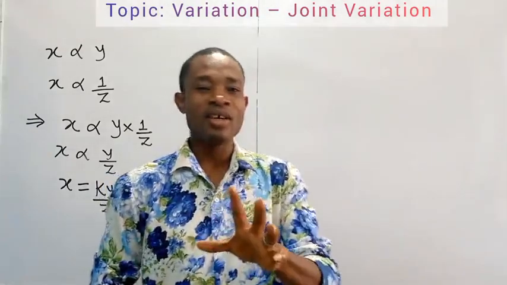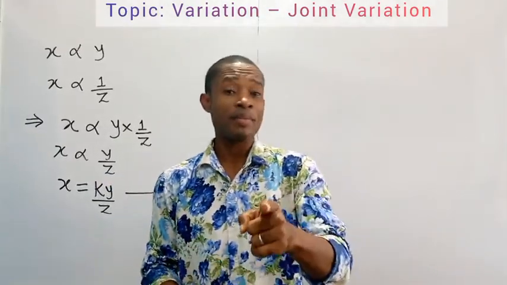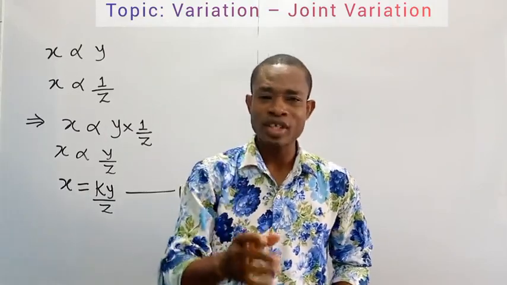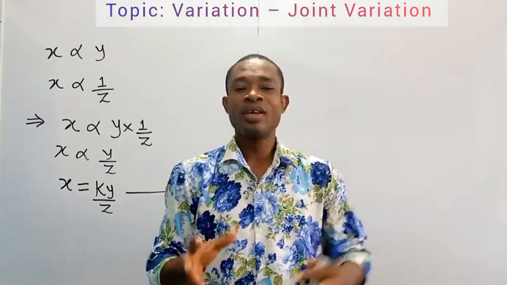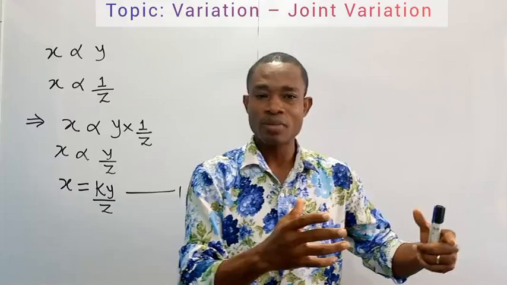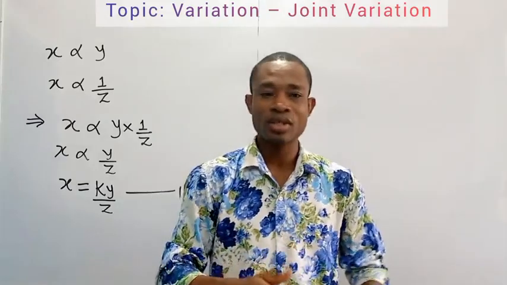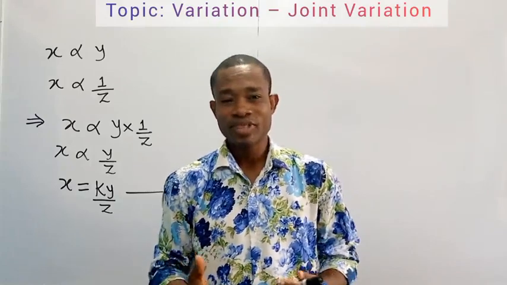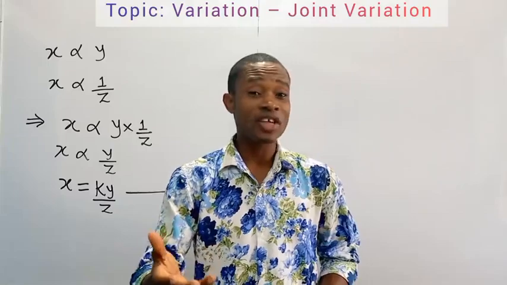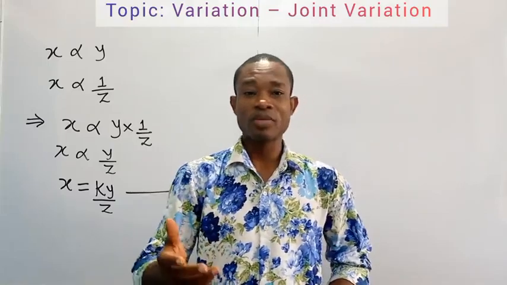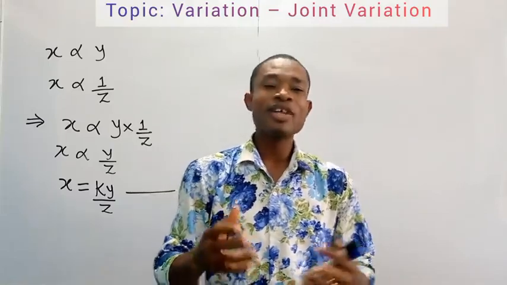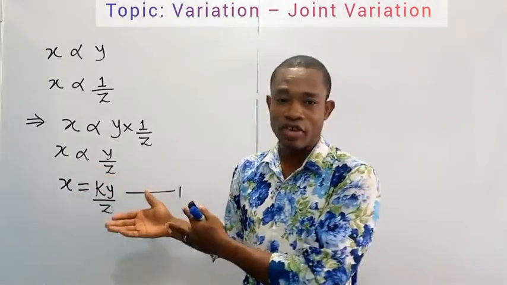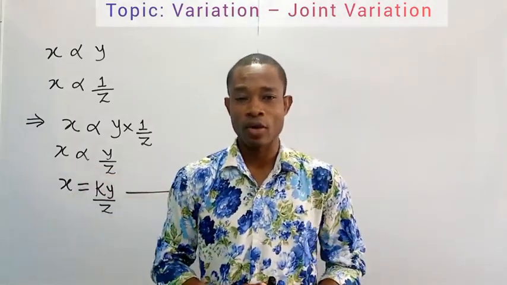How important is joint variation? Remember, when I introduced the topic variation, I explained how important this topic is in other scientific subjects, physics, chemistry, especially when it comes to scientific laws. Because some of the scientific laws we have are inverse relationship, direct relationship laws. Are you getting me right? So let me assume that I have a situation where direct and inverse is combined. There, joint variation can help us to understand that law.